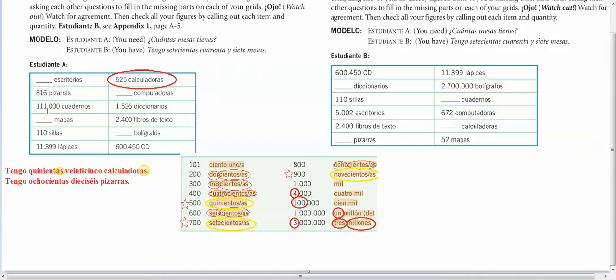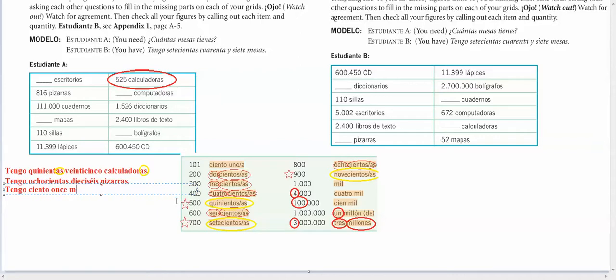But here, it's 111 notebooks. So I would say tengo 111,000 cuadernos. And I don't do anything to my ciento. You do it anyway, even if it's something feminine. You only make the change for the hundreds and the thousands.